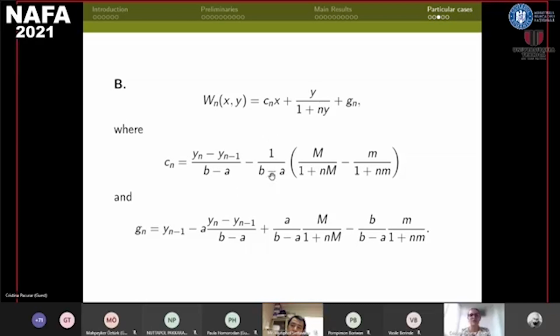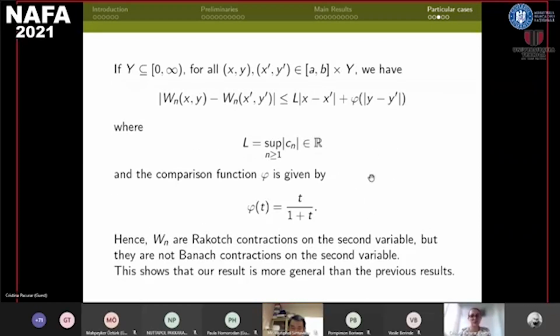In the second case, we can choose wn with cn defined as such, and Gn having the following expression. And in this case, we can prove that wn are Lipschitz in the first argument, and they are Rakotch contractions in the second argument, but the comparison function is phi of t, which is t over 1 plus t.